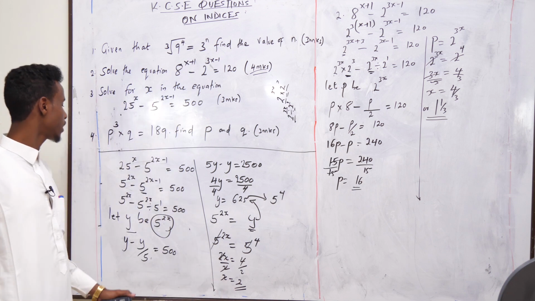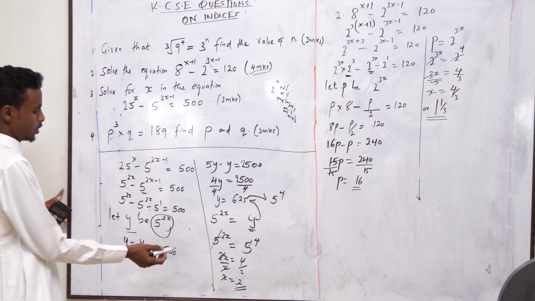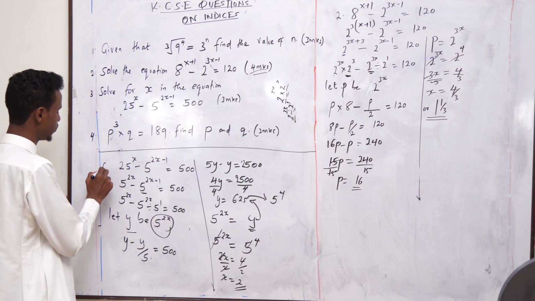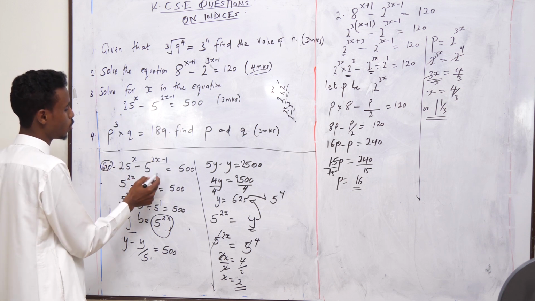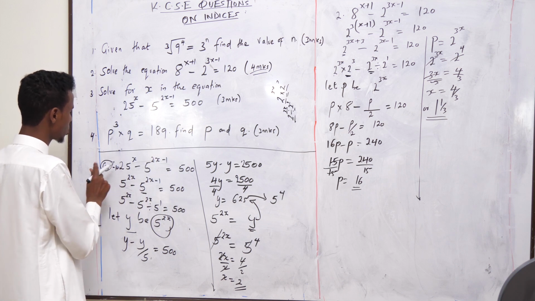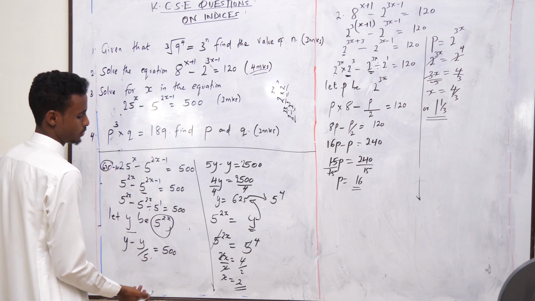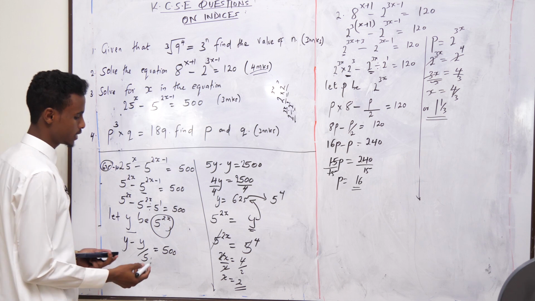You can prove this by putting it in the equation. 5 power 4 is 625, right? Minus 5 power 2 times 2 minus 1, which is 5 power 3, is 125. So 625 minus 125 is 500. And our value of x is 2.